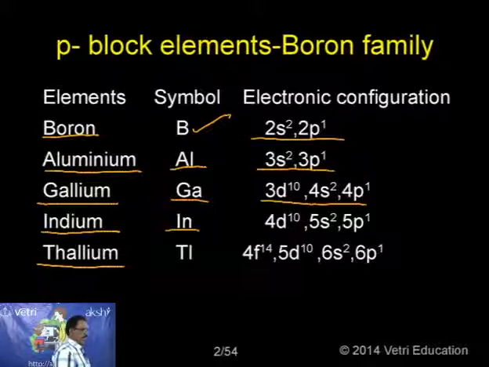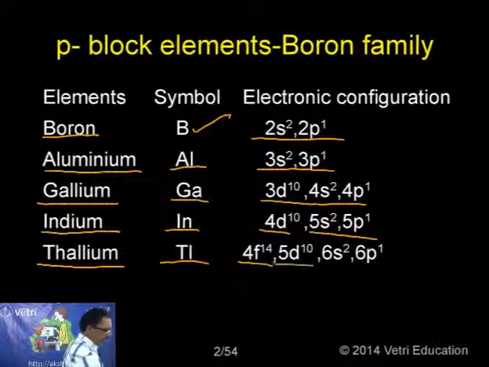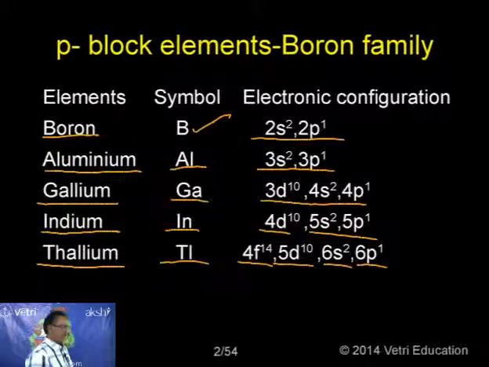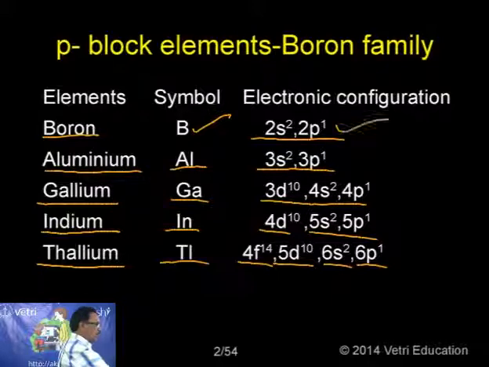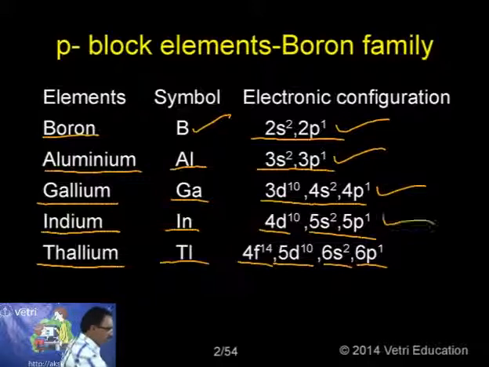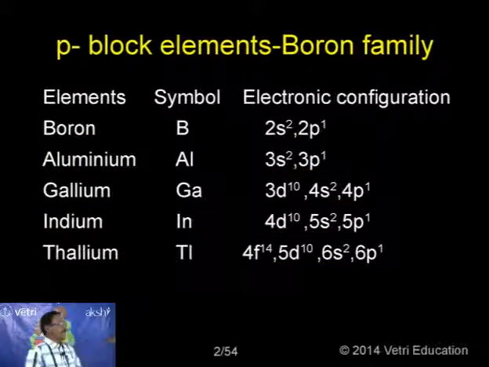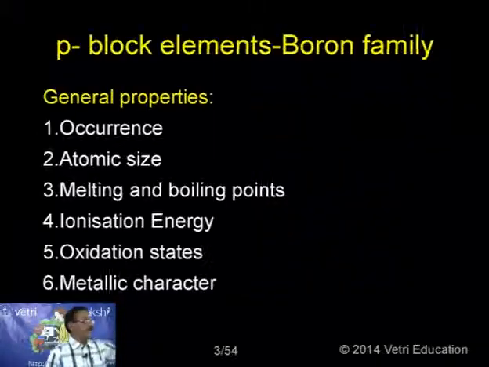Indium, symbol In, 4d10 5s2 5p1. And thallium, Tl, 4f14 5d10 6s2 and 6p1. That is 6s2 6p1 for the electronic configuration. So the characteristic electronic configuration of the boron family is: boron 2s2 2p1, aluminium 3s2 3p1, gallium 4s2 4p1, indium 5s2 5p1, and thallium 6s2 6p1. This is the interesting electronic configuration regarding the boron family.